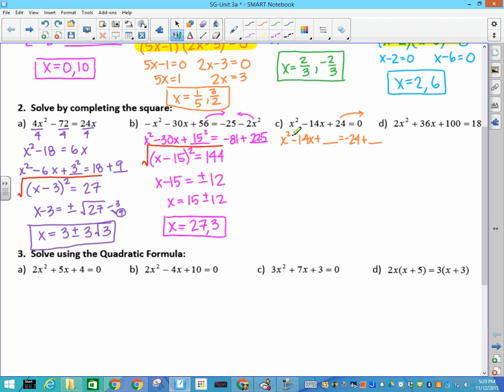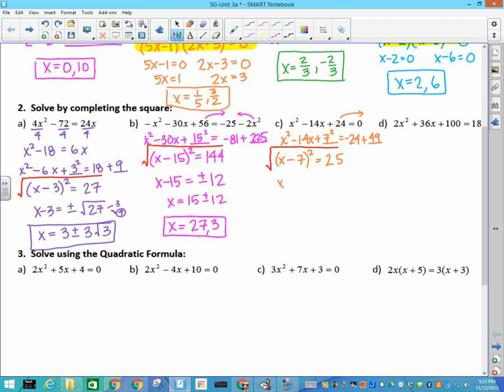Okay, so half of 14 is 7. Squared is 49. So when I factor that, remember, x without the 2, sign of the second term, 7 without the 2, squared. Negative 24 plus 49 is 25. And now I'm going to take the square root of both sides.